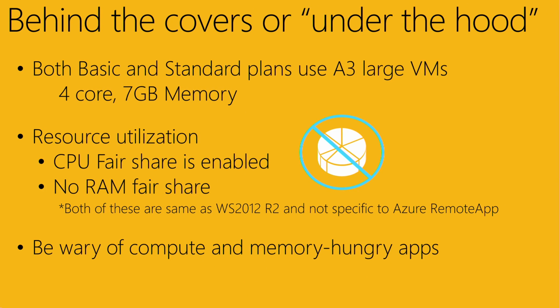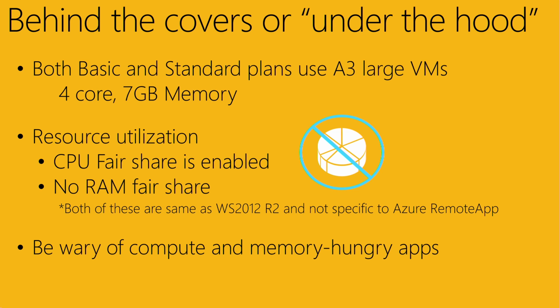Behind the scenes, all those instances, it doesn't matter what billing plan that you choose, we always have an A3 large VM, which has 4 cores and 7 gigs of memory. And underneath, our billing plans are related to that. I talk in greater detail of how that works in my advanced session, but just understanding what those are.